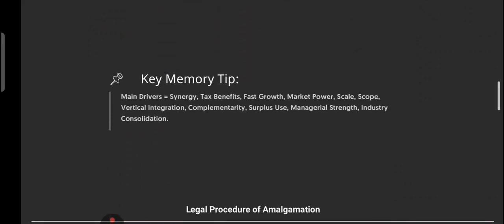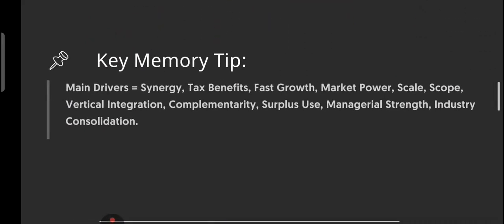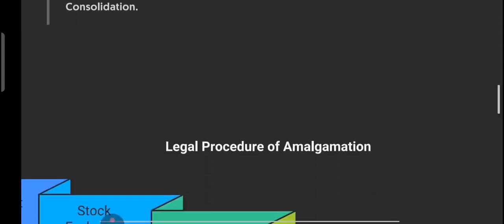Now friends, the main drivers you can just remember like this: synergy, tax benefit, fast growth, market power, scale, scope, vertical integration, complementary, then surplus use, managerial strength. So these are the main drivers.